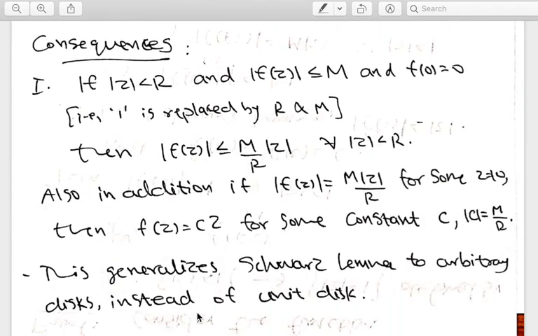So first of all, you can replace the unit disk by any disk. You start from a disk of radius r, and the image is in the disk of radius m, and again which fixes the origin. In this case, some additional quantities will be there. You can notice that once m and r are equal to 1, then you end up with the classical Schwarz inequality. Now, in addition, if equality holds, then f is obtained as a scalar multiple, but this time c does not have absolute value 1, but its absolute value will be something like this.